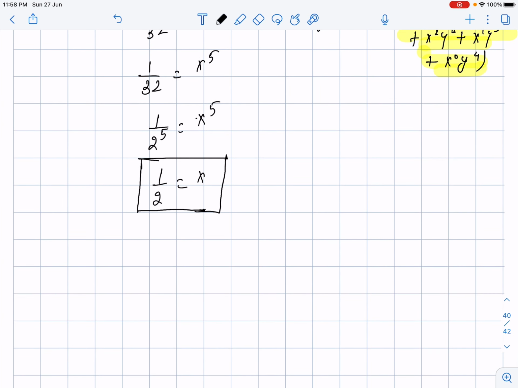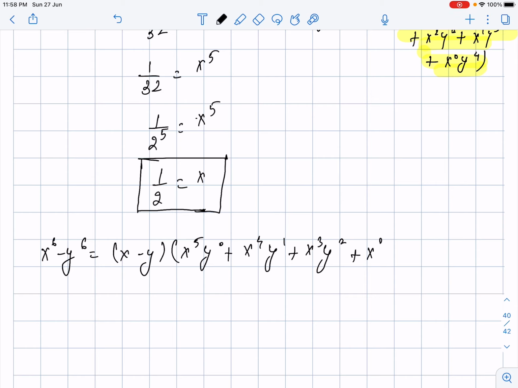Actually, we know the expansion of x power 6 minus y power 6 can be written by me as x minus y multiplied by x to the power 5 y to the power 0 plus x to the power 4 y to the power 1 plus x to the power 3 y to the power 2, okay, plus x to the power 2 y to the power 3 plus x to the power 1 y to the power 4 plus x to the power 0 and y to the power 5. Hope you guys would have got my point.